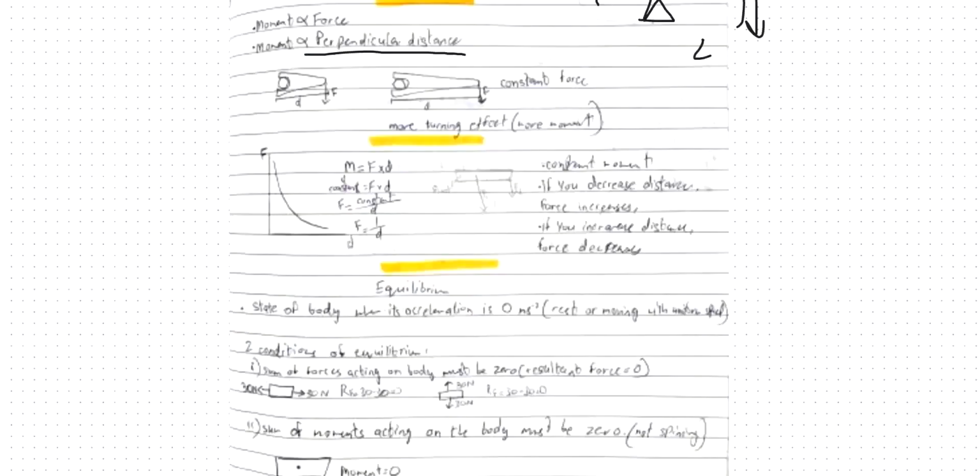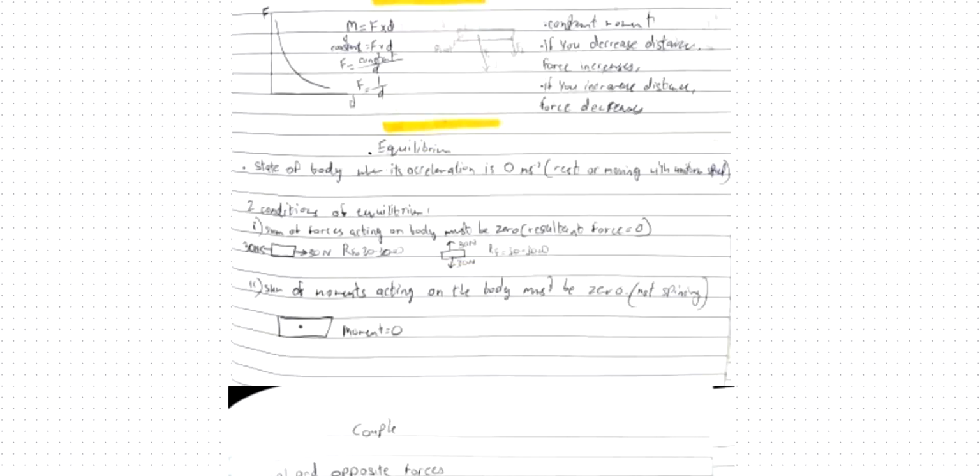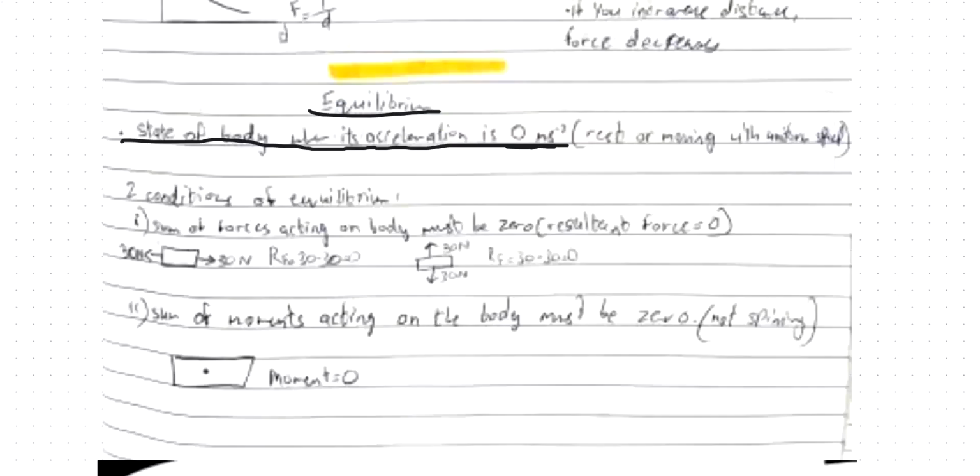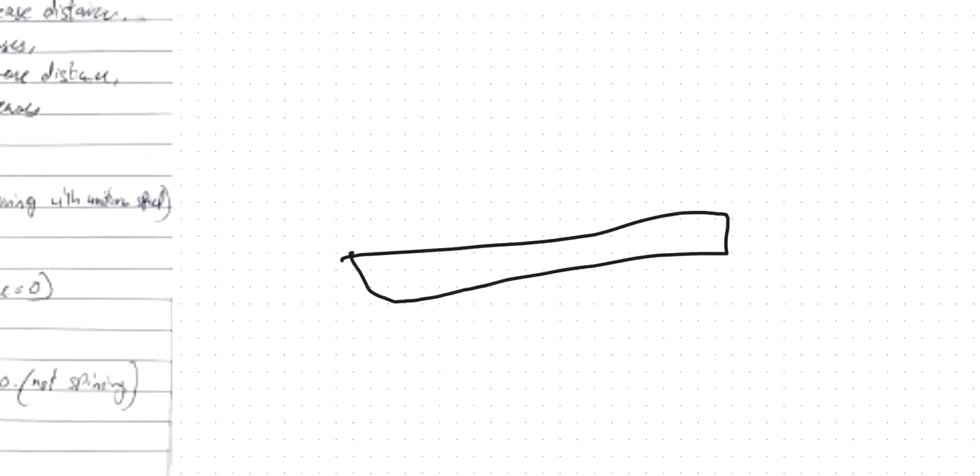But I want to talk about equilibrium. Equilibrium is the state of a body when acceleration is zero. And there are two conditions for equilibrium. The first one is that the sum of forces acting on the body must equal zero. What do I mean by this? If I had a bar that had a pivot right at the center, and if it was stationary, not moving at all, then the total sum of my forces would equal zero.